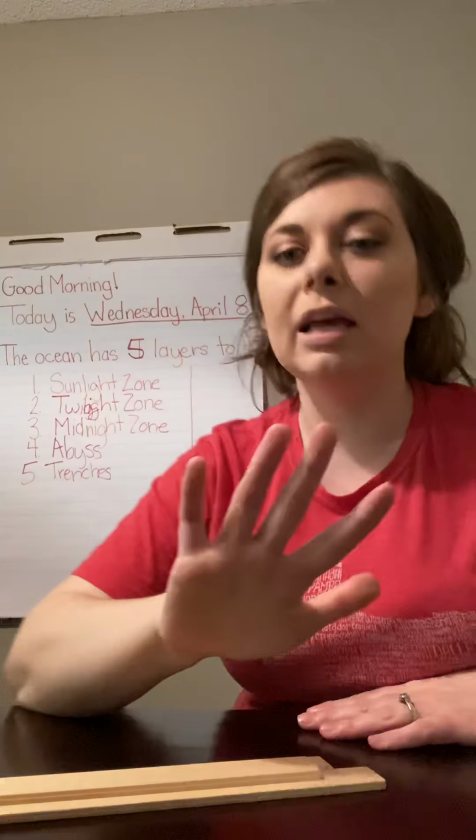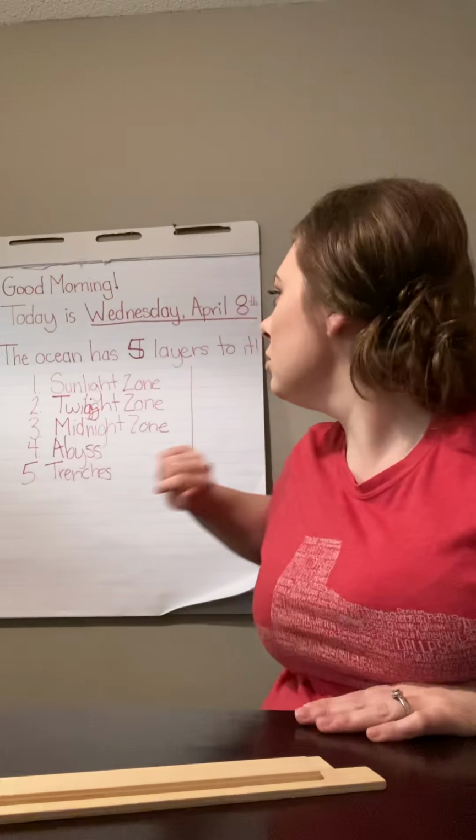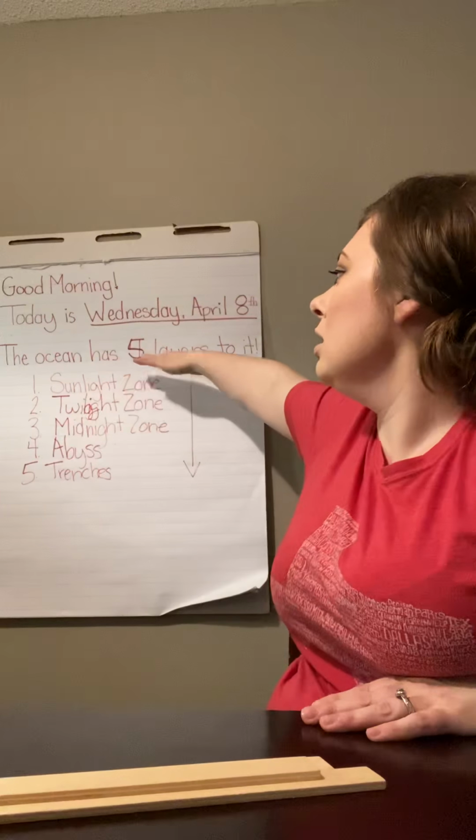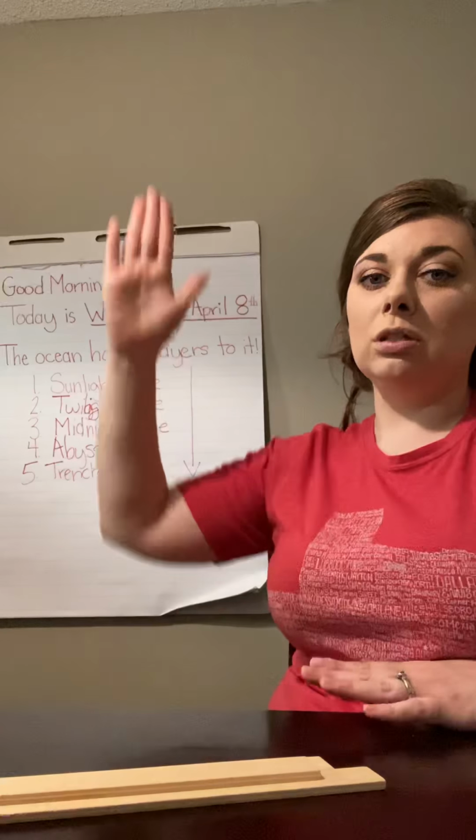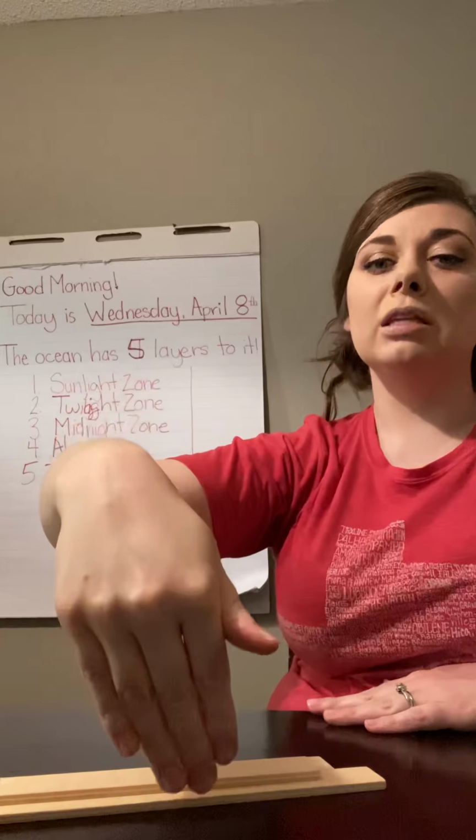So, we have been talking about the ocean a little bit, and I want to talk about the 5 layers that the ocean has. The ocean has 5 layers, and starting with 1 and working down is the deeper you go into the ocean. So if we're up here, we're going to go deeper into the ocean.